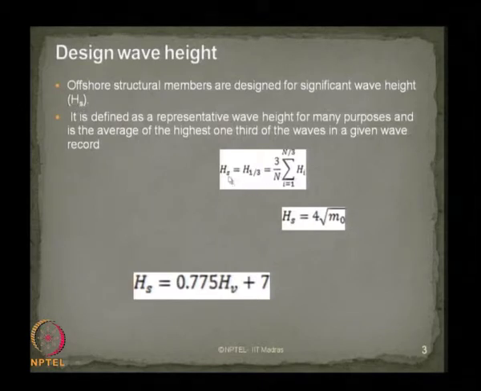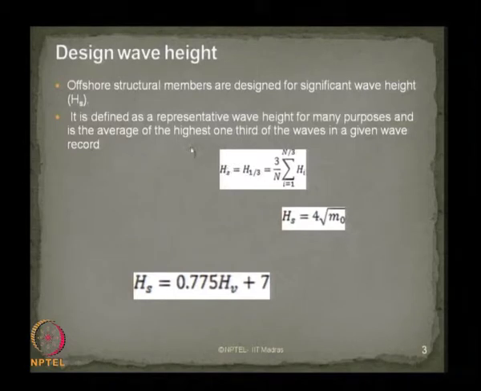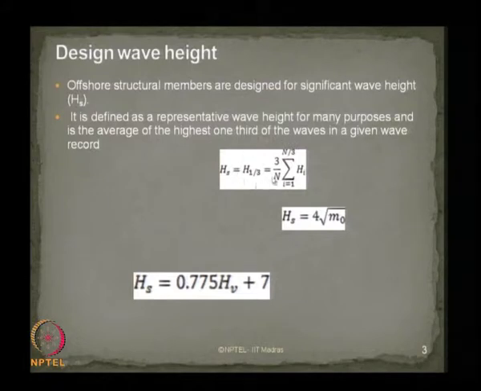So, HS is also defined as H suffix 1/3. It is because HS is the average of the highest 1/3 of the waves in a given record. Therefore, H 1/3 is an alternative symbol which is used for HS. This is given by a simple equation, which you see here.